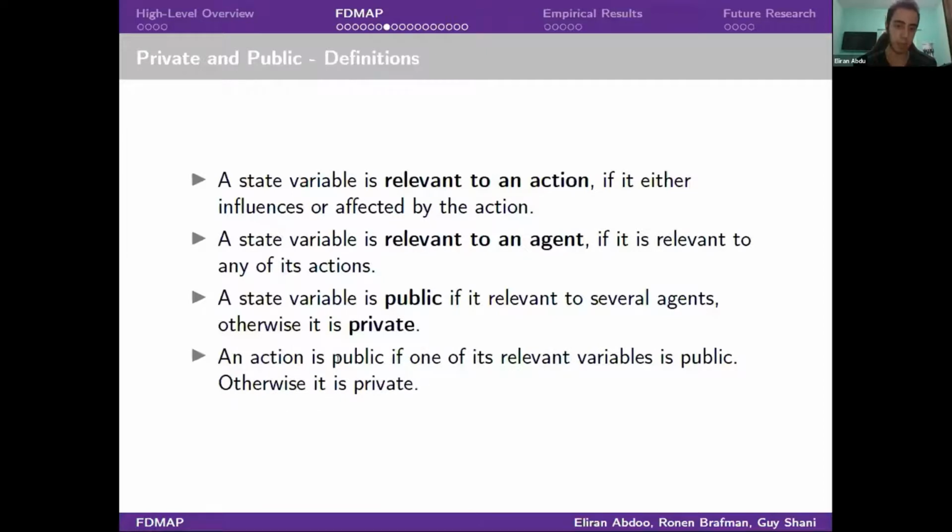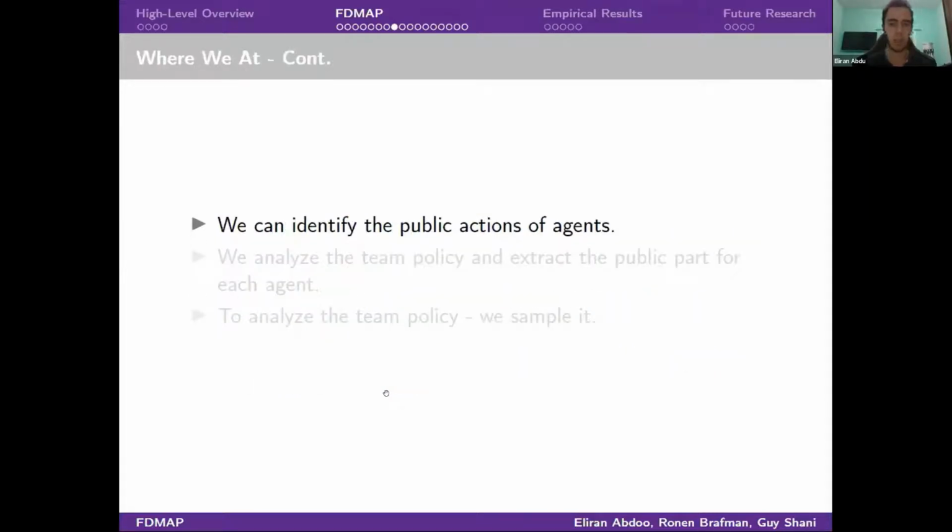Finally, an action is public if one of its relevant variables is public. So we have an action, and we have the set of its relevant variables. We can now ask on each variable whether it is private or public. And if one of them is public, we say that the action is public. Otherwise, it is private. Now we can identify the public actions of an agent. So given an agent, we can go over its actions and say which is private and which is public, which is what we wanted previously.